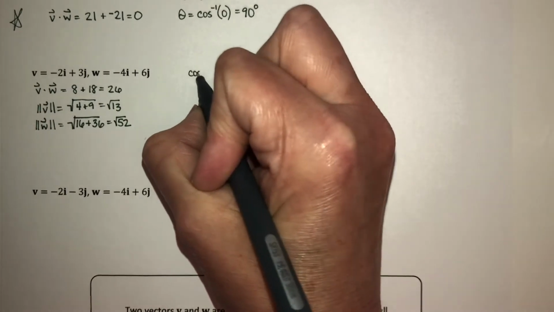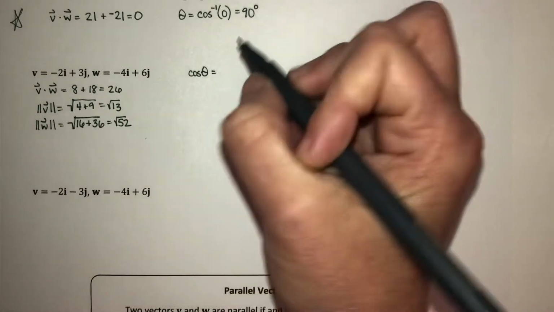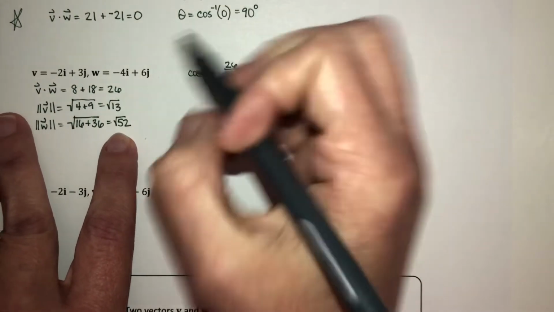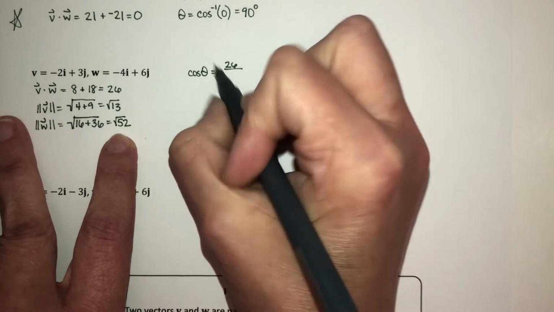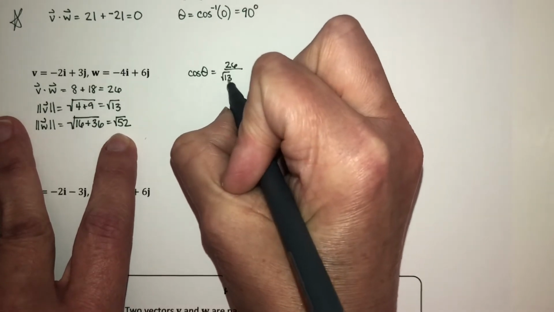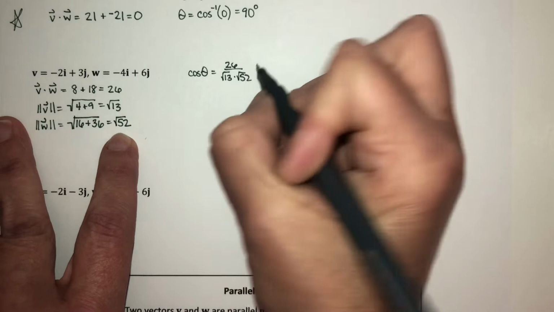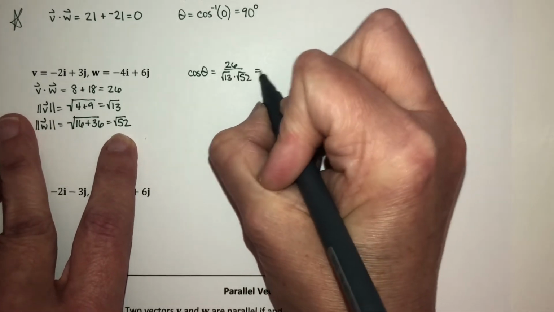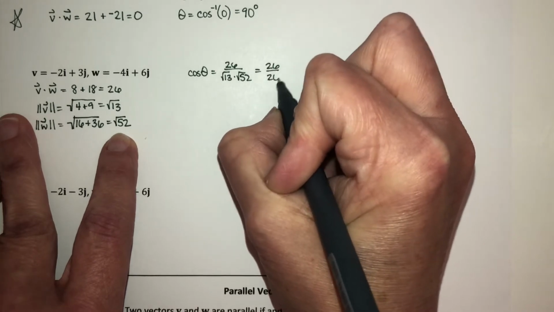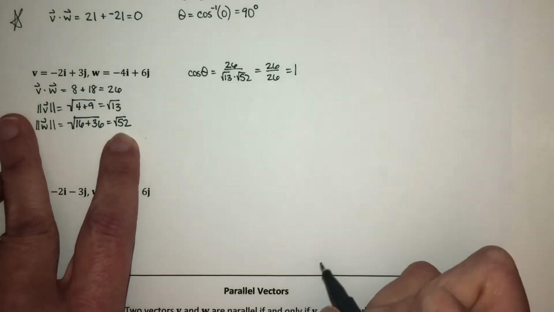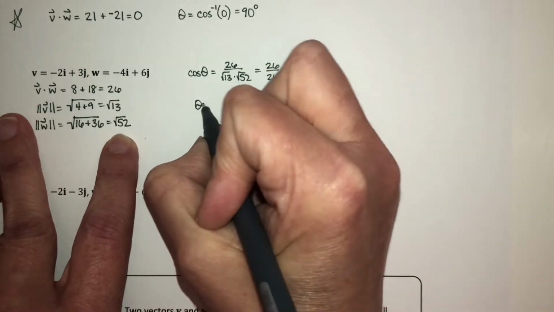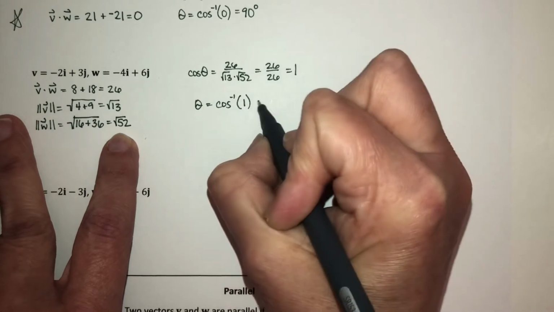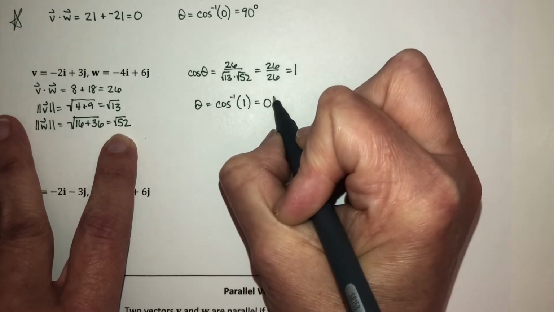We know that cosine of theta is equal to the dot product over your two magnitudes multiplied together. We have the square root of 13 times the square root of 52. If you multiply these together, you get 26, which is 1. Theta is going to be cosine inverse of 1, which is 0 degrees.